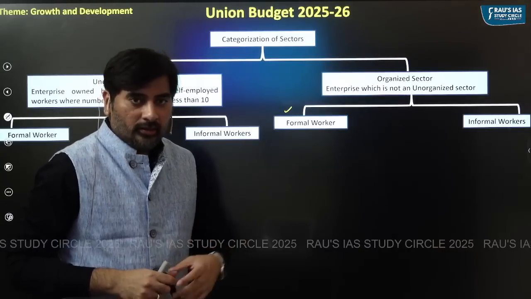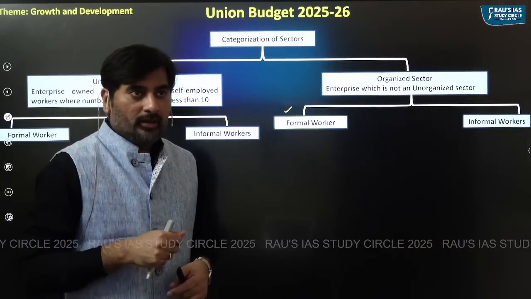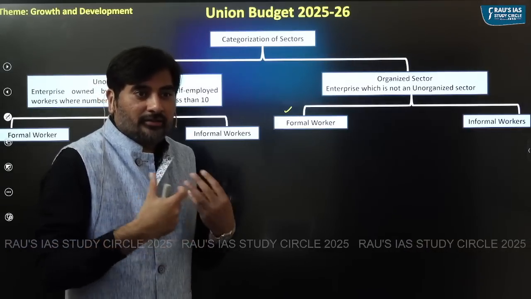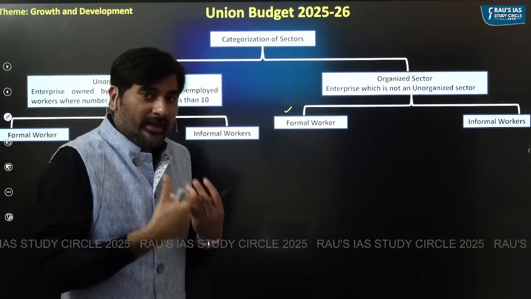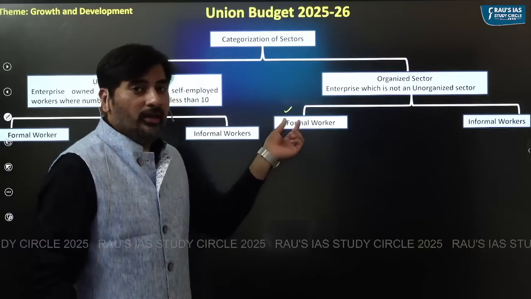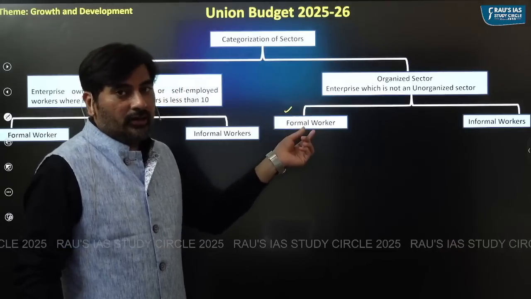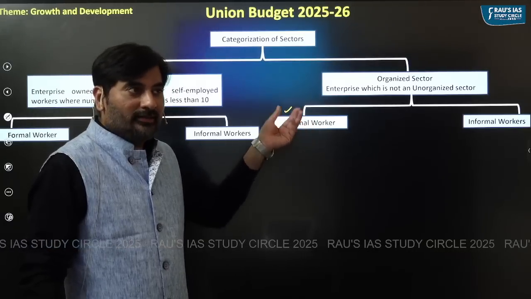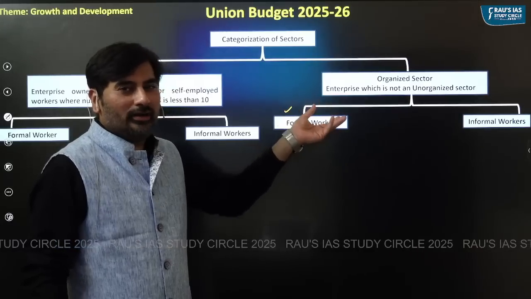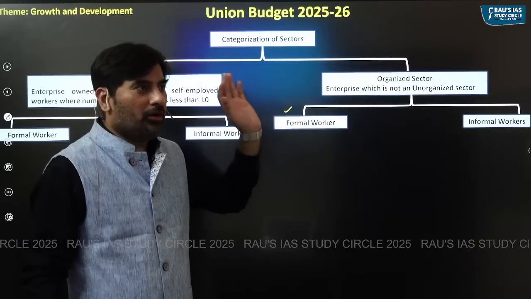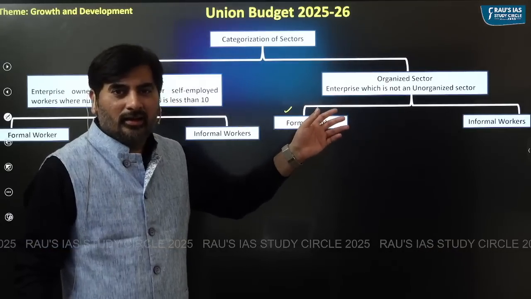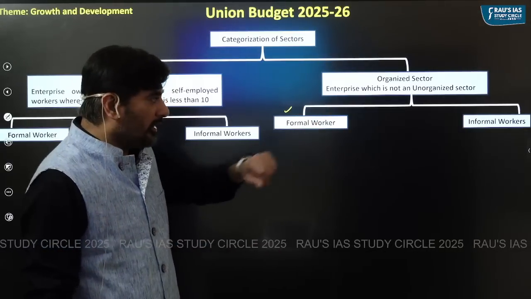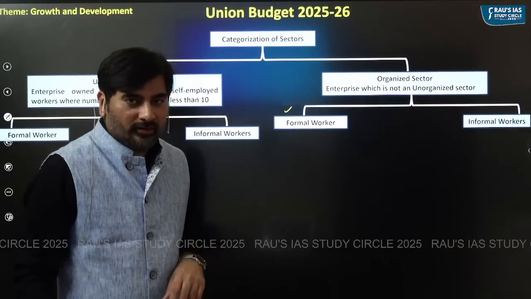For example, if the worker has got social security like insurance, pension, provident fund, if the worker has access to these social security schemes, then we can call such a worker a formal worker. If a worker does not have benefits of social security and is not protected under various acts, let's say, the Employee Provident Fund Act or Employee State Insurance Act, if they are not recognized under those acts which provide for insurance, pension, and so on, we can call such workers informal workers.